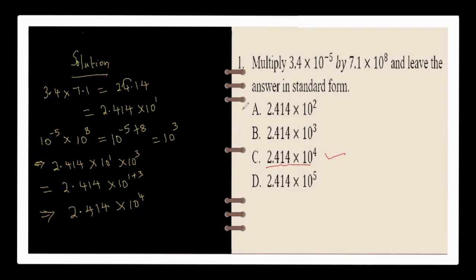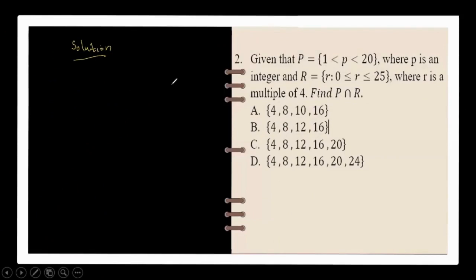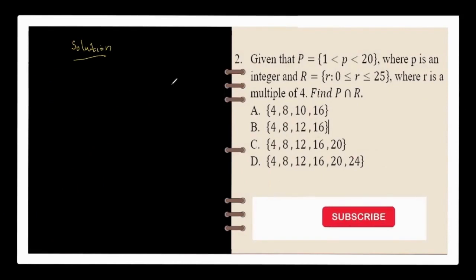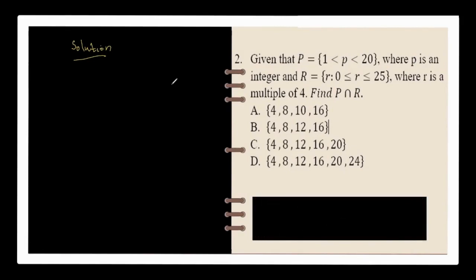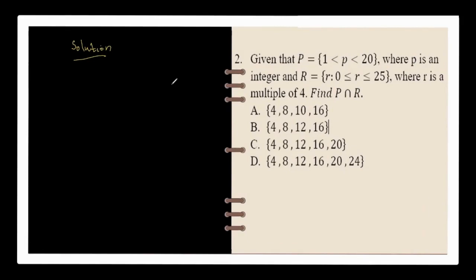We'll move on to question number 2. Question number 2 says, given that P is a set of numbers between 1 and 20, and P is an integer, meaning that P is a whole number, and R is a set of numbers between 0 and 25, and R is a multiple of 4. Now we have to find P intersection R.